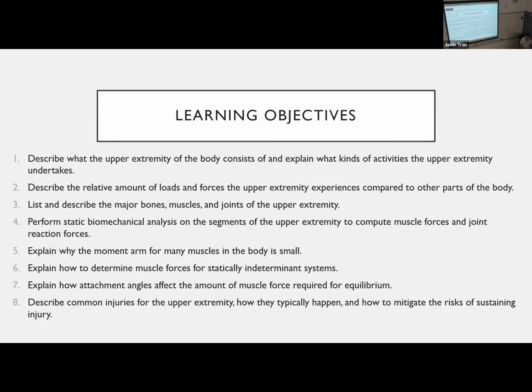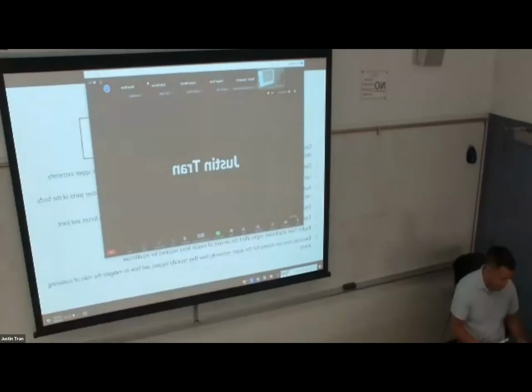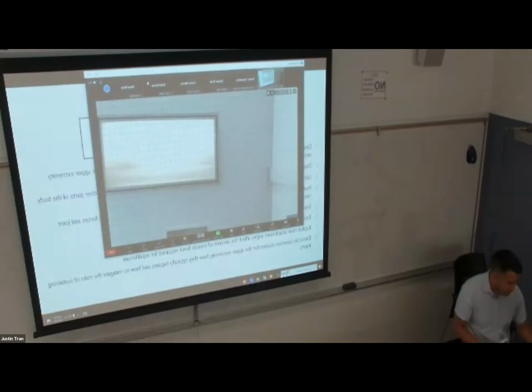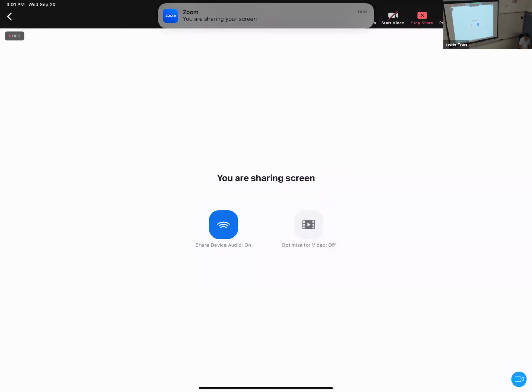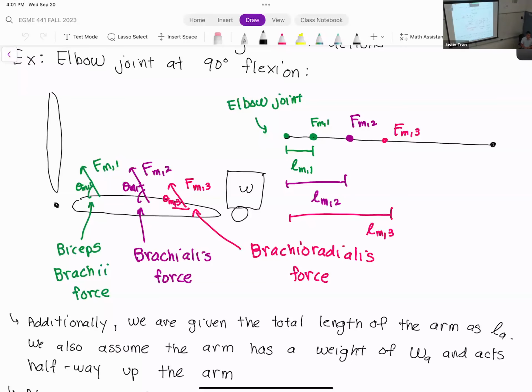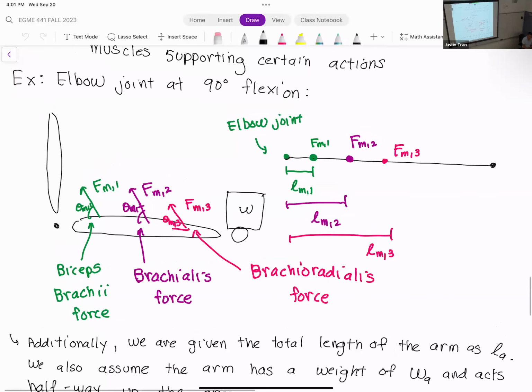All right, let's pick up where we left off. These are all the learning objectives that we had last time, but we've already talked about quite a few of these, so we're just going to continue where we left off. We can then switch back to the iPad. All right, so this is the example we stopped at last time.